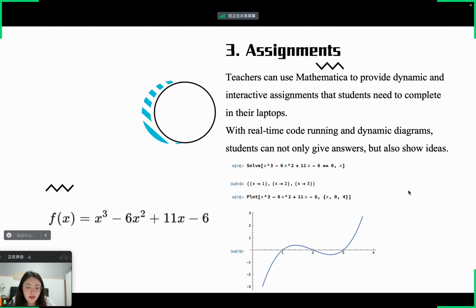When a teacher assigns an assignment like this one, find the roots of the equation and verify it with an image, students can quickly solve the equation and then plot an image like this one. By looking at the intersections of the roots of the curve, students not only complete the assignment but also gain a deeper understanding of the properties of polynomials.